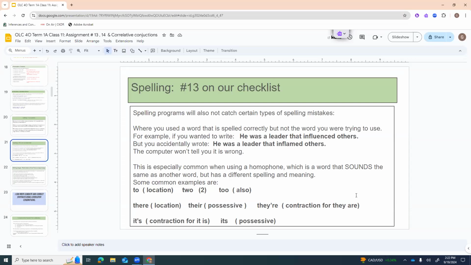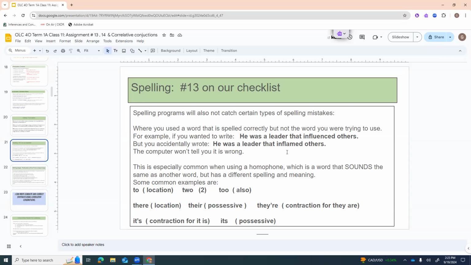So for example, if I wanted to write, he was a leader that influenced others, but I accidentally wrote, he was a leader that inflamed others, the computer is not going to tell you that's wrong, but they have two completely different meanings. Influenced means I'm having an effect on other people to do certain actions. Inflamed would mean I'm making them angry. So those mean very different things, but they do look a little bit alike at the beginning. And if you are using certain kinds of computers, it might give you both of those as suggestions and you'd have to choose the right one.